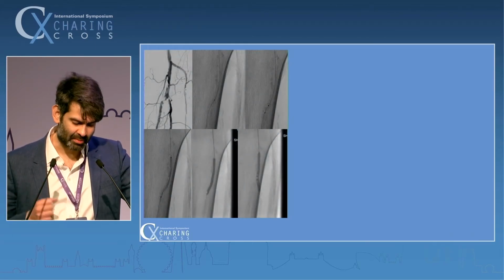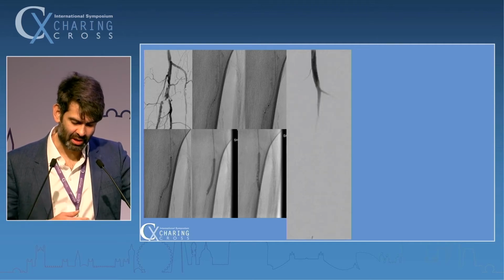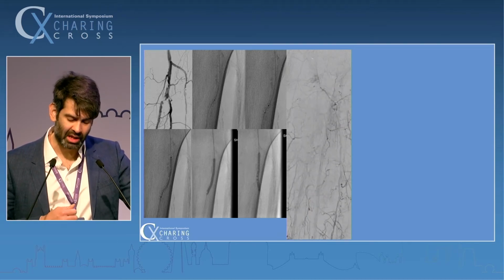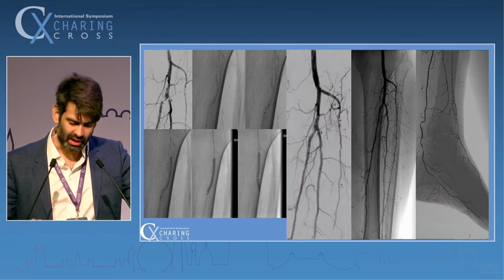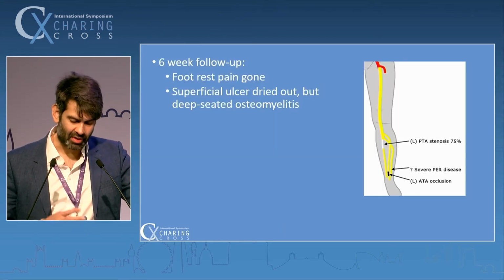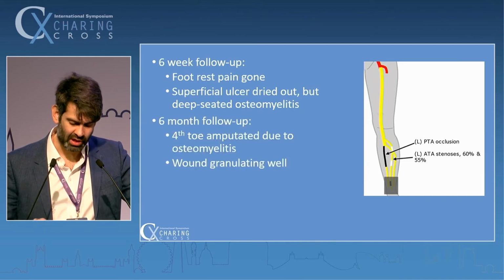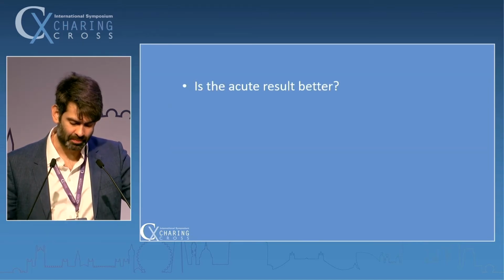I'm feeling very confident. We've got time on our hands. The patient's feeling good, so we move on and treat the tibial lesions as well with the tibial IVL catheter. Again, we end up with this very pleasing result. The clinical story of the patient: his rest pain is gone, the ulcer's dried out, but he has osteomyelitis, so we have to take away the fourth toe, and his fourth toe amputation wound is now healing well.